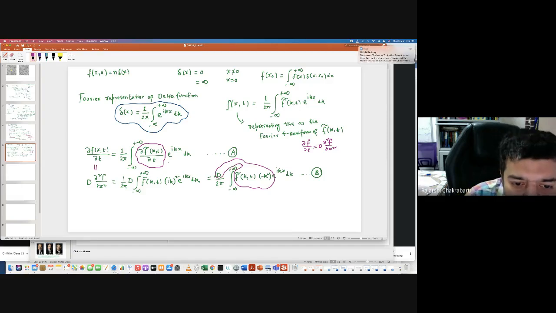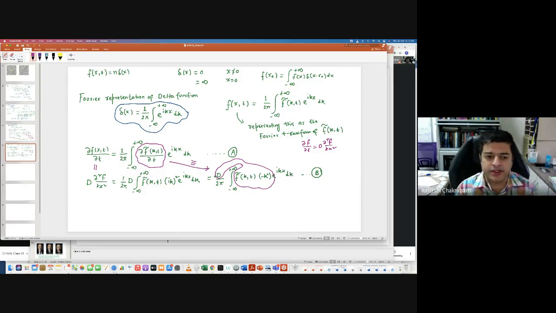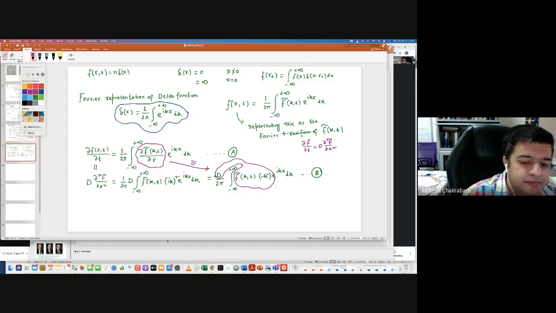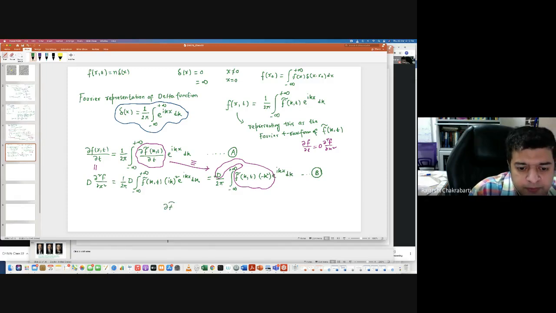See, look at it. They must be equal, they must be the same, isn't it? Look at it. Twice pi, don't care. Exponential of ikx dk. So it gives you what? It gives you del f tilde (k,t) by dt is equal to minus dk square f tilde (k,t).